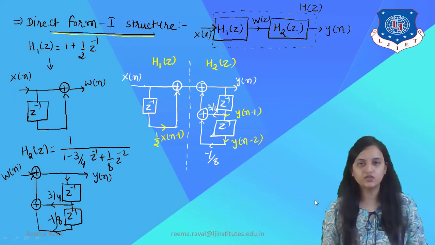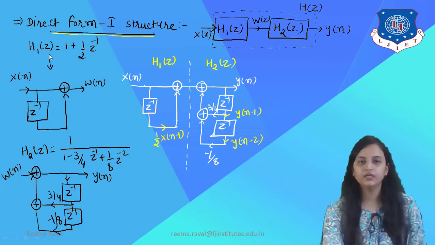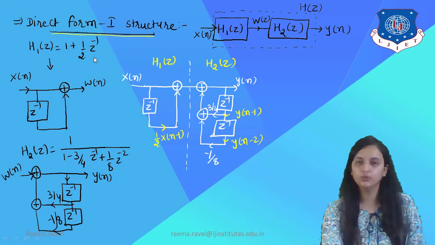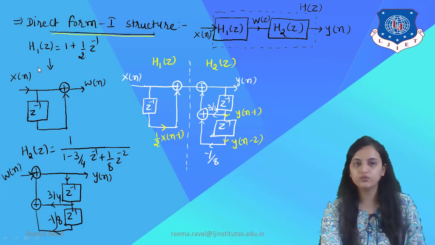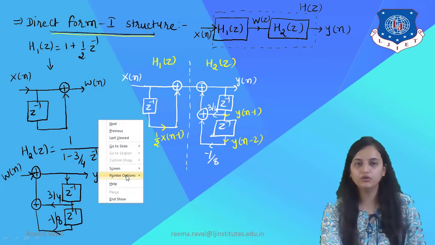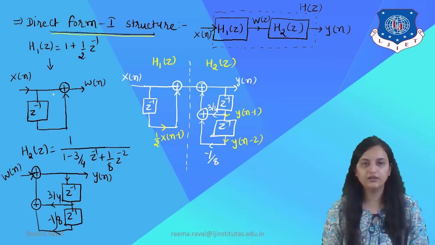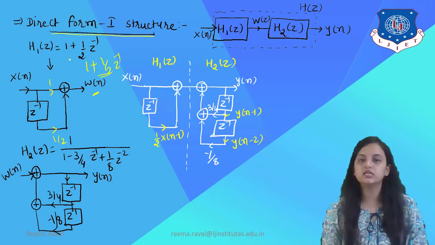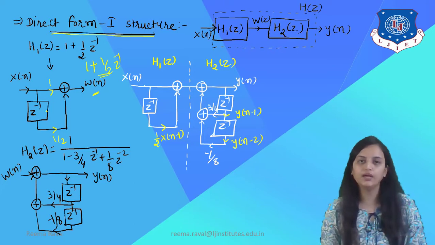So here the direct form 1 structure is indicated to you. As you can see, we have taken h1 of z, the numerator part, which we got as 1 plus 1 by 2 z inverse. To draw this, I have taken the delay element z inverse. Here I have taken an adder. As you can see here, the value is 1 and here the value is 1 by 2. If we take the output side, this will give 1 plus 1 by 2 z inverse. This is what our h1 of z is. This is how you can draw this.